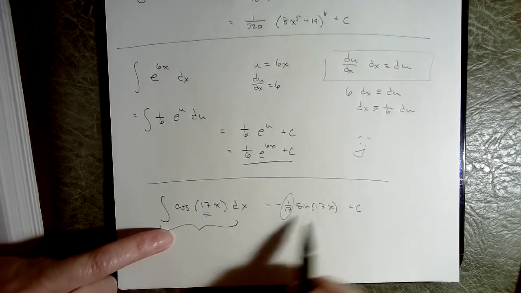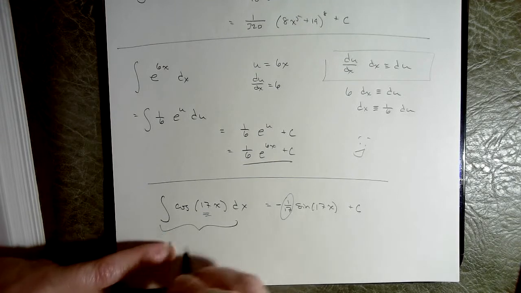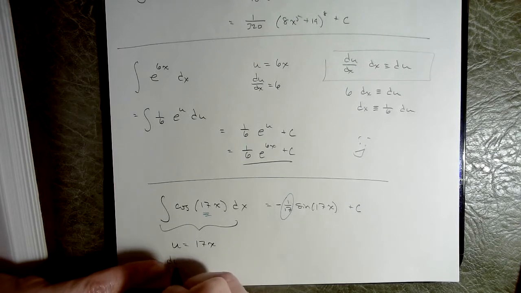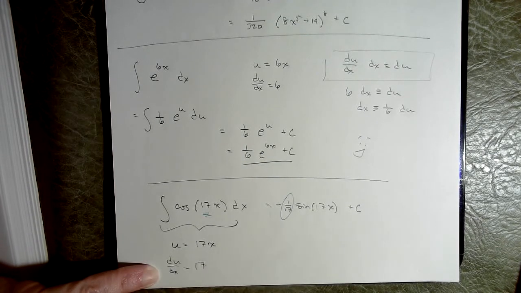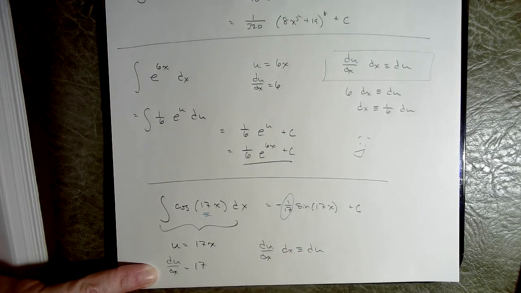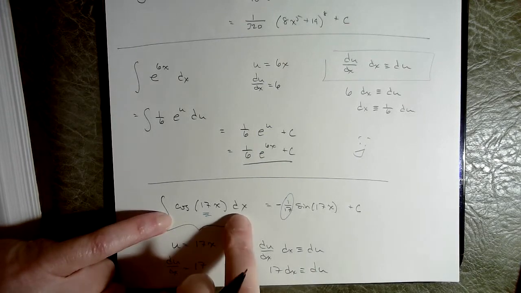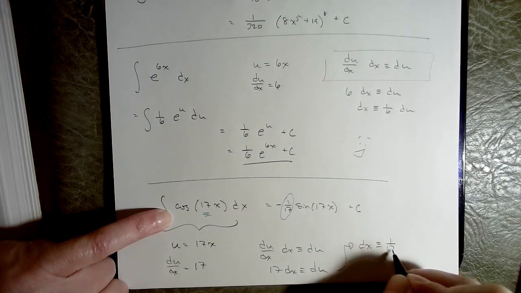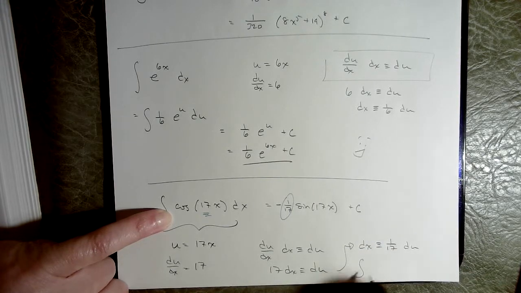All right, so if your brain doesn't do this, here's the method. u is 17x. du/dx is just a plain old 17. Here's your magic box. du/dx is equivalent to du. So 17 dx is equivalent to du. Sorry, I'm running off the bottom of the paper here. But I don't have a 17. I have a dx, but I don't have that 17. No problemo. 1/17 du. And now we're integrating 1/17 cosine 17x dx.